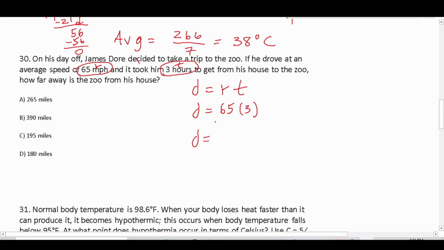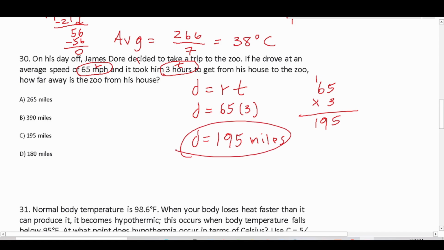So this is 65 times 3, which I'm going to do off to the side so I don't make any mental mistakes here. 5 times 3 is 15, carry a 1. 6 times 3 is 18, plus 1 is 19. And this is 195 miles. So to answer this question, Mr. James Dorr must live 195 miles from the zoo. Okay? So that's this one.